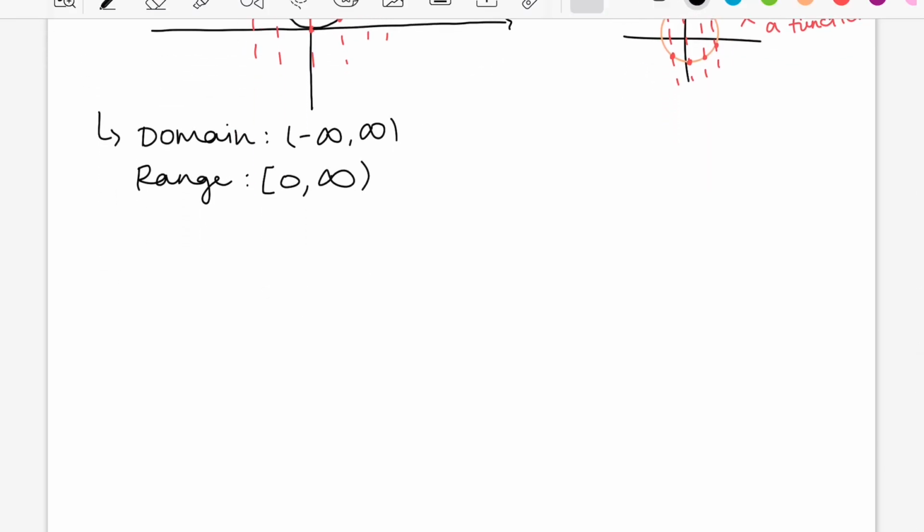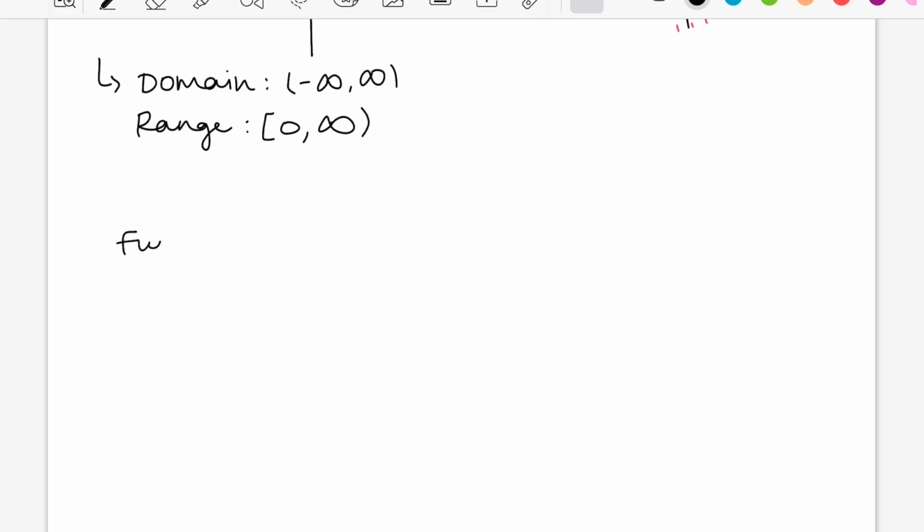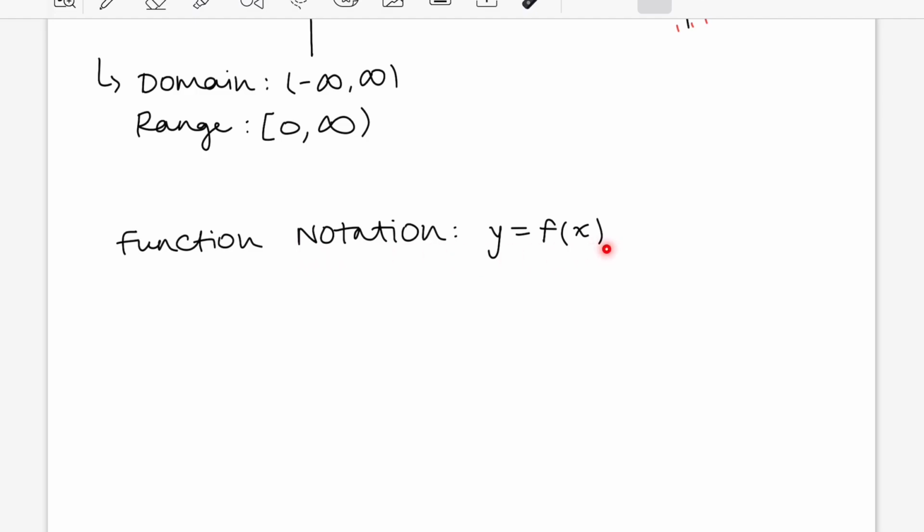Okay, so next we're going to look at function notation. And so we will write our y, or our output values, as f of x. So we'll use this function notation to emphasize that all of our output values are functions of x, so all of these values are dependent on what our x values are.